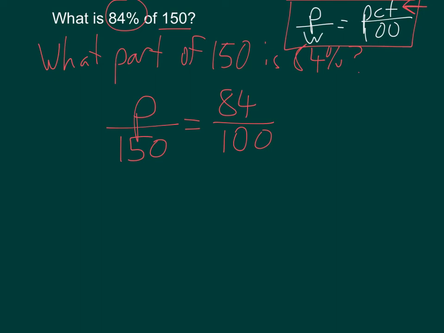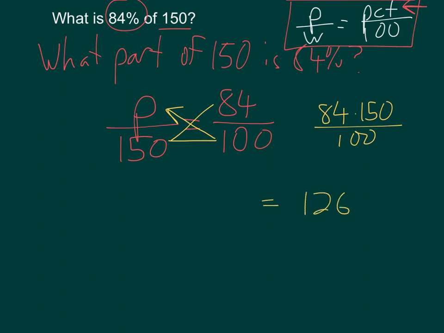Now we have our proportion that we can use to cross multiply. 84 times 150 divided by 100 will give us our part. 84 times 150 divided by 100 equals 126. So 126 over 150 is 84%.